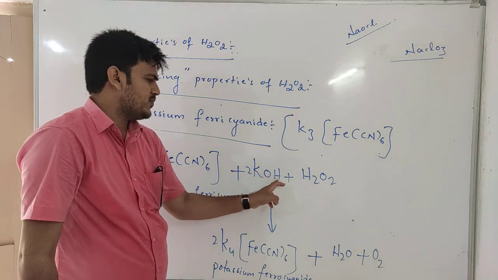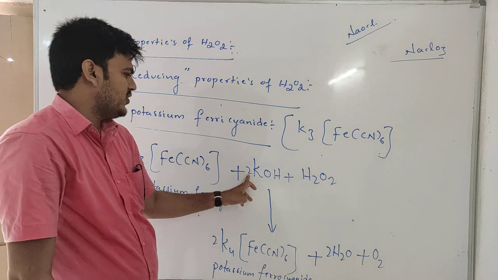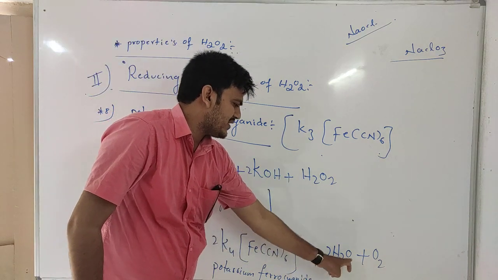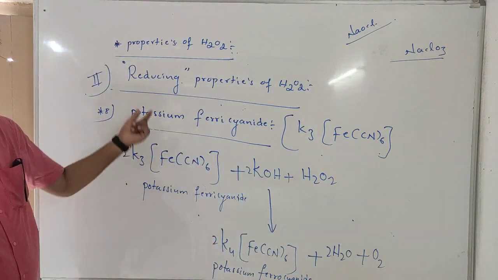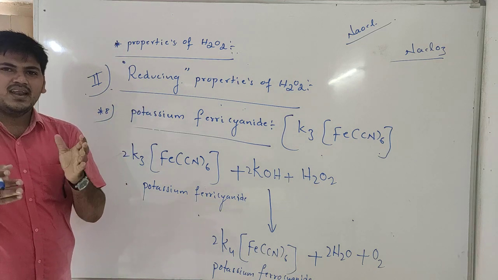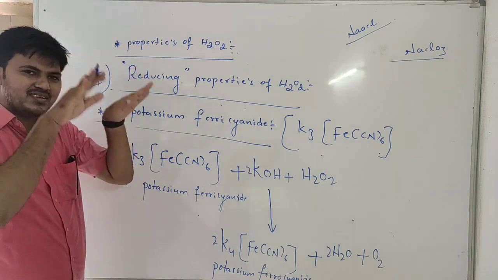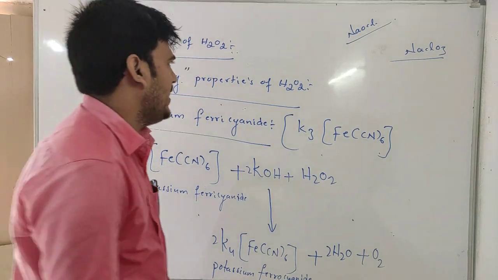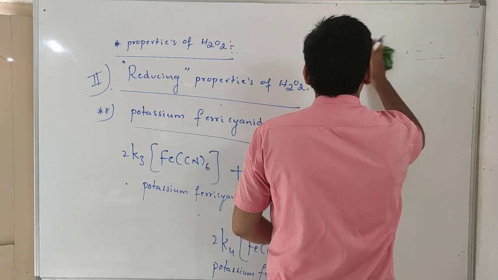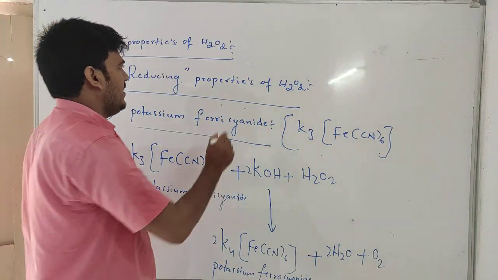Next, 2 hydrogen plus 2, 4 hydrogen atoms, 2 into 2, 4 hydrogen atoms. And oxygen, 2 oxygen plus 2, 4 oxygen atoms. So this is the reducing property of hydrogen peroxide. Generally, oxidation means increasing of oxidation state and reduction means decreasing of oxidation state. For example, very simple.